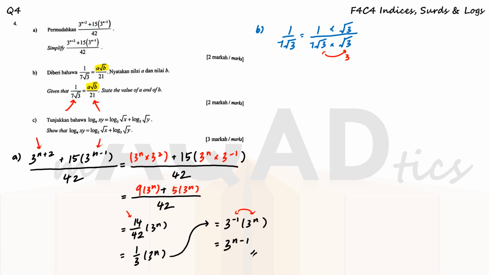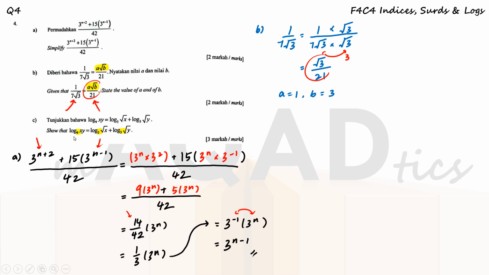So this would be our result, square root 3 over 21. So if we compare this and this, a would be 1 and b would be 3, which is the value inside the square root. Right, lastly, this is a logarithm equation, and we need to show that the thing on the left side is equal to the right side. Okay, so this one is actually not quite hard.